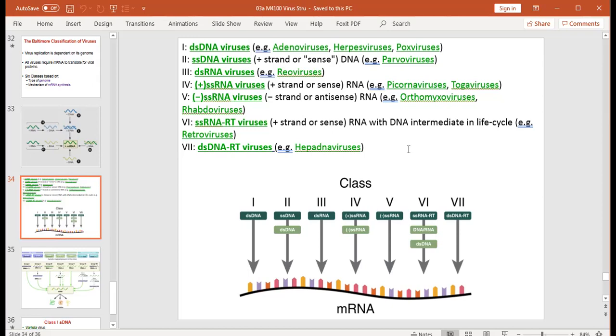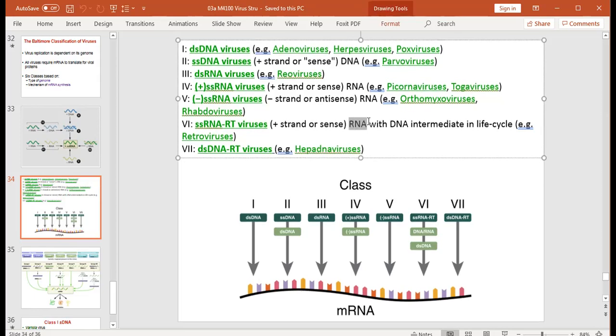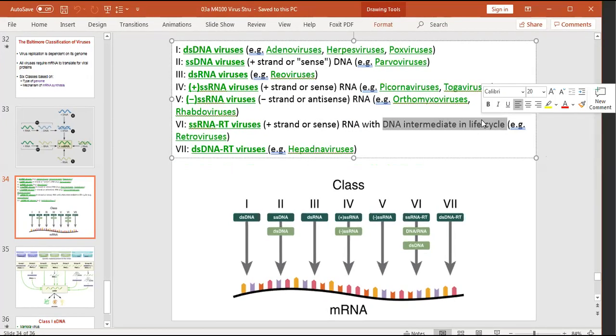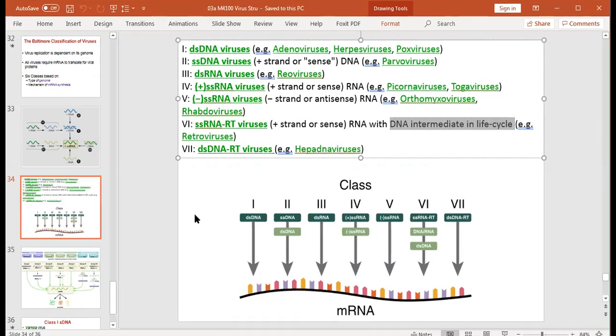Then we have single-stranded RNA, RT viruses. These are positive strand or sense strand, their genome is RNA, but sometimes during their life cycle, we will see with the use of reverse transcriptase enzyme, they make DNA intermediates somewhere in their life cycle. Example of this would be retroviruses.